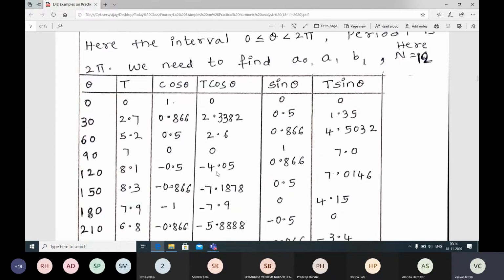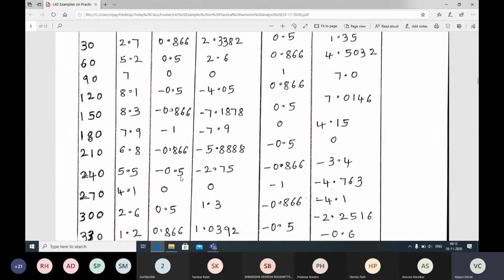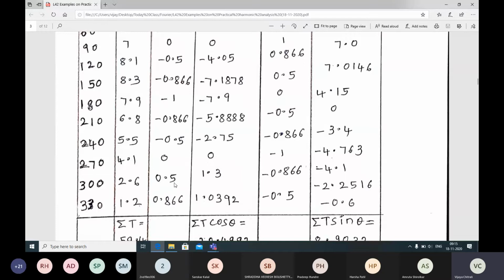7 into 0 is 0. 8.1 into minus 0.5 is minus 4.05. 8.3 into minus 0.866 is minus 7.1878. 7.9 into minus 1 is minus 7.9. 6.8 into minus 0.866 is minus 5.8888. 5.5 into minus 0.5 is minus 2.75. 4.1 into 0 is 0. 2.6 into 0.5 is 1.3.